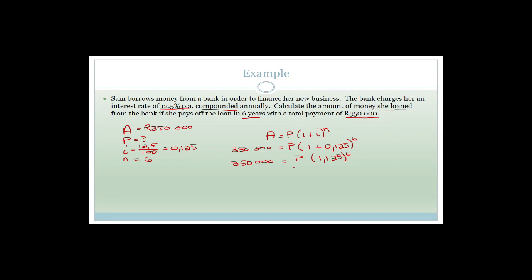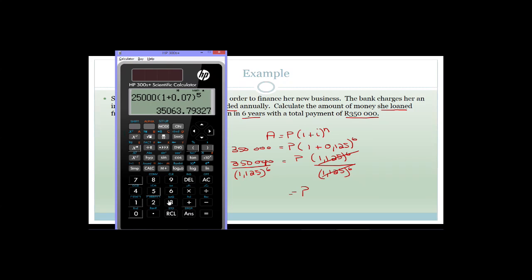Now we want P by itself. Do you agree? So if we want P by itself, we're going to divide both sides by 1.125 to the power of 6, and this side, 1.125 to the power of 6. Okay, these cancel. And what are we left with here? We're just left with P. And now we can pop this in our calculators, eh?